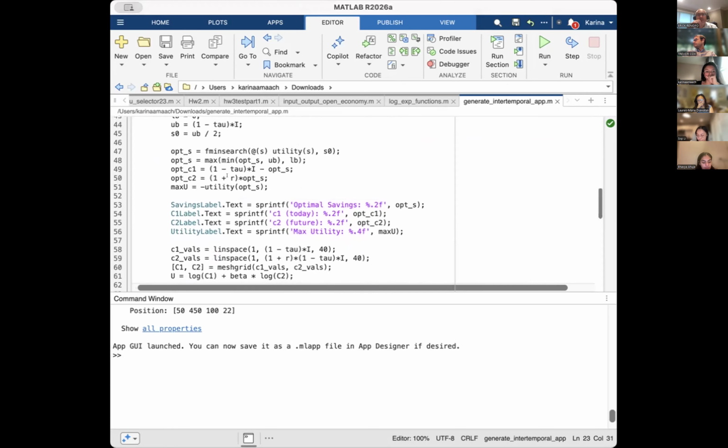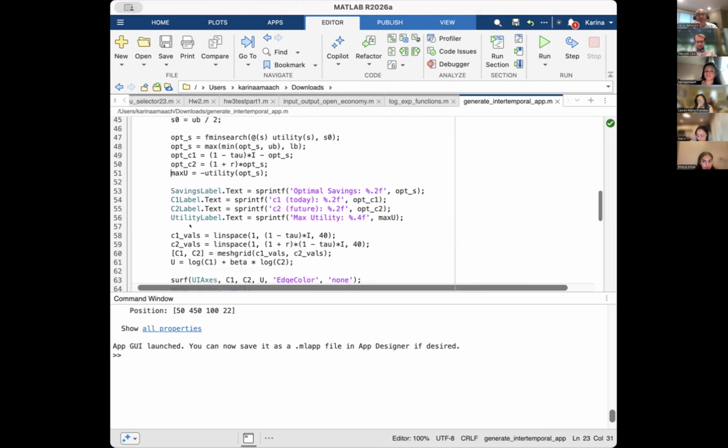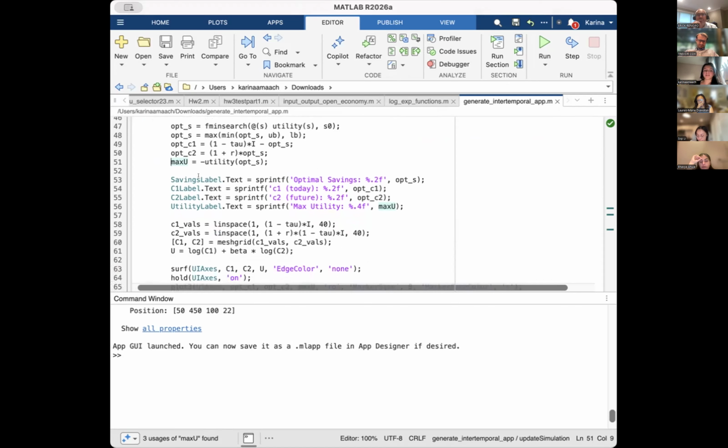And then to compute the consumption rate, we have opt_C1. And then future consumption is opt_C2. And then to find this level of utility, we have max U = negative utility times opt S. This ultimately converts utility from a negative to a positive value, as utility can never be negative.